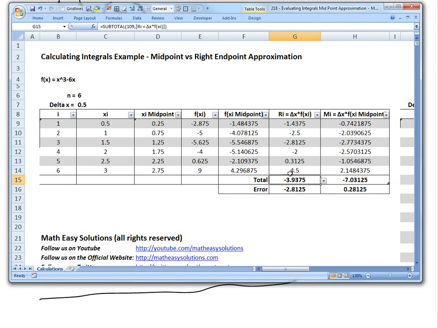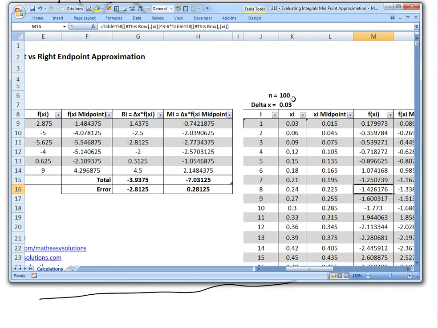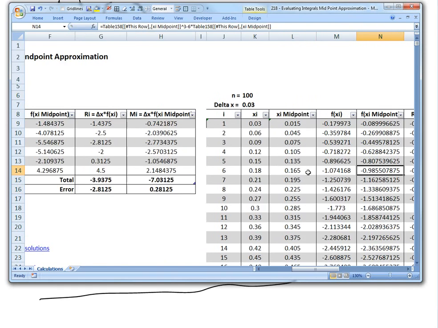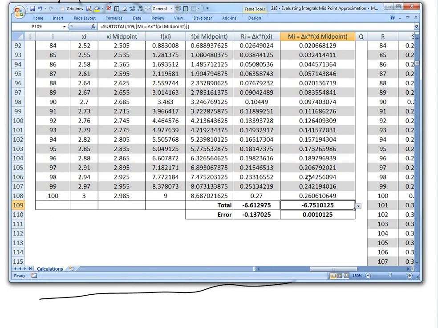So then you would sum it up for 6 rectangles. You can see that the right endpoint is way off. It's negative 3.9. This one's negative 7. And the error of the right one is negative 2.81. This is 0.28. So it's much closer. Then I did the same thing but with 100 rectangles here. Let's see how accurate they are now. As you can see, this one's already at negative 6.75 here. So this is much more accurate.